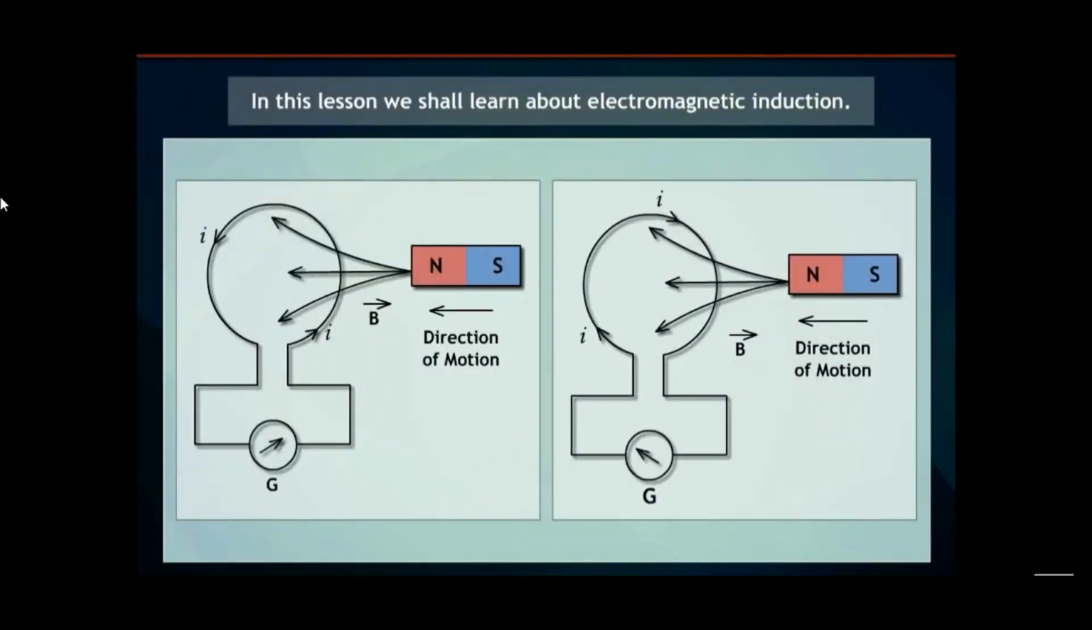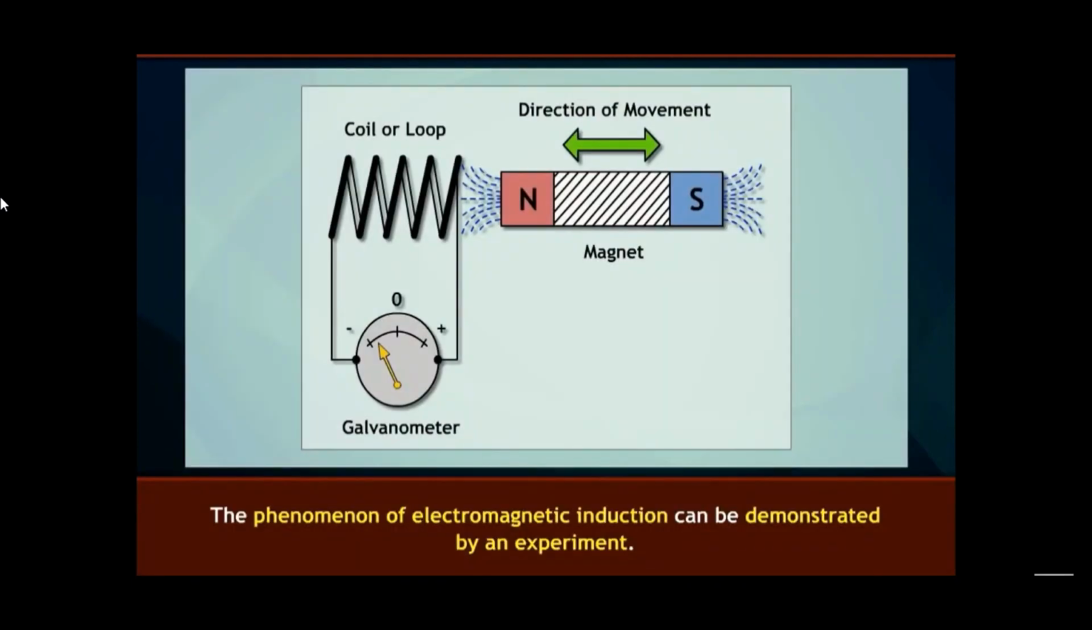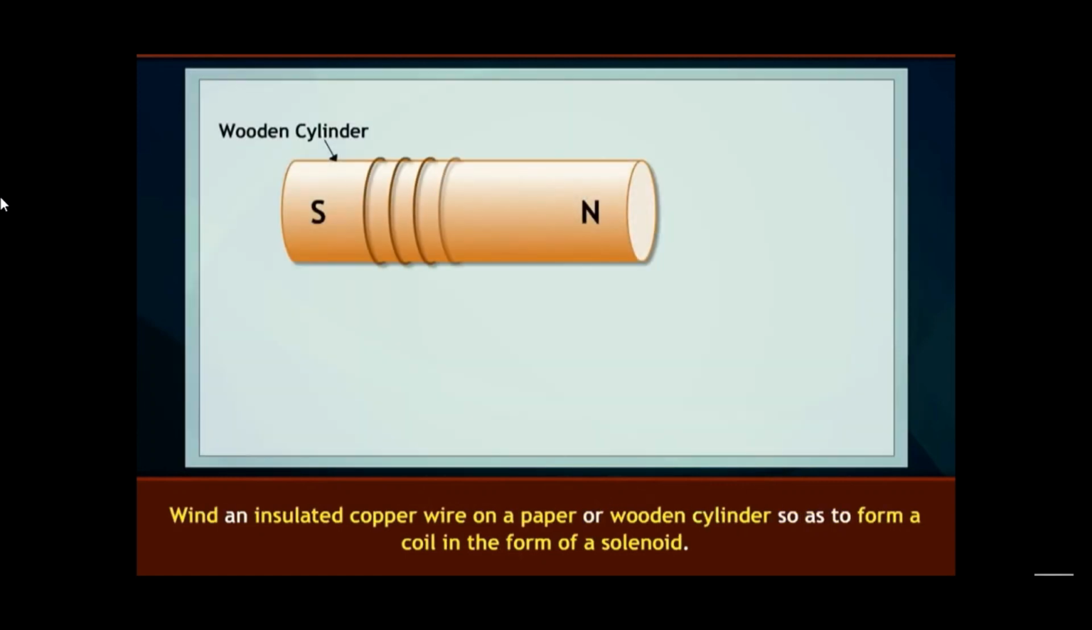Electromagnetic induction. In this lesson, we shall learn about electromagnetic induction, direction of motion and direction of the current. The phenomenon of electromagnetic induction can be demonstrated by an experiment. Wind an insulated copper wire on a paper or wooden cylinder so as to form a coil in the form of a solenoid.